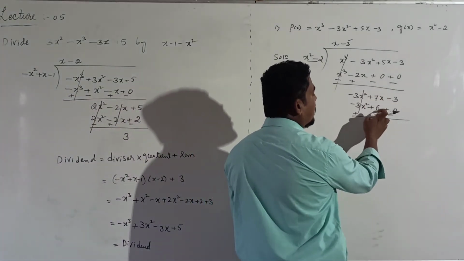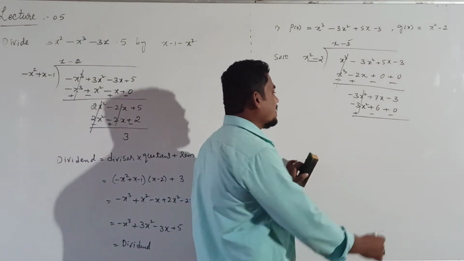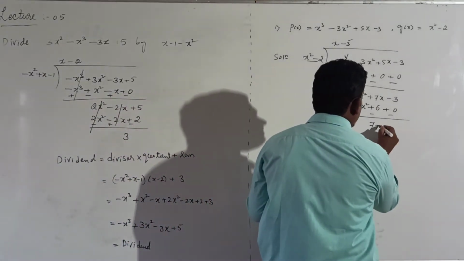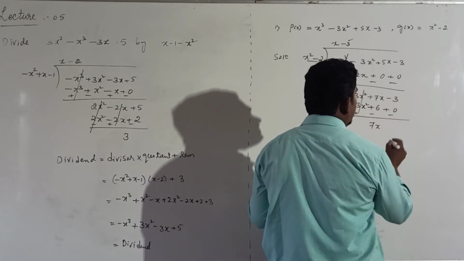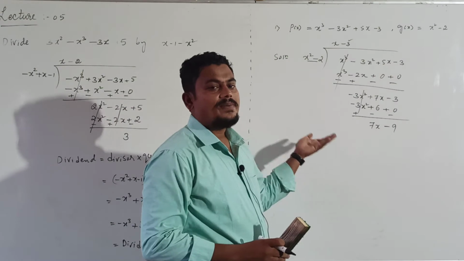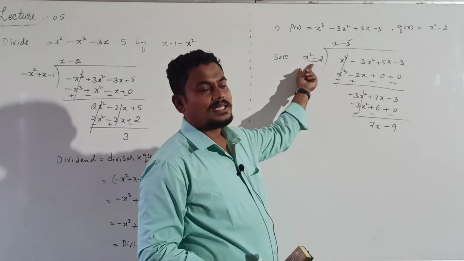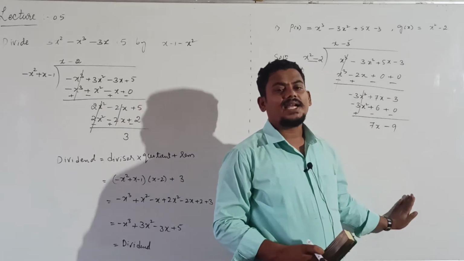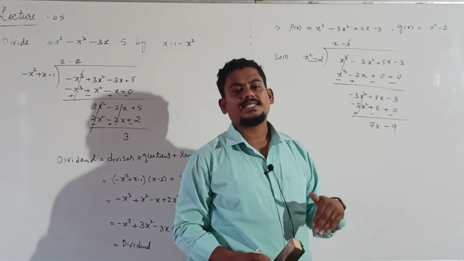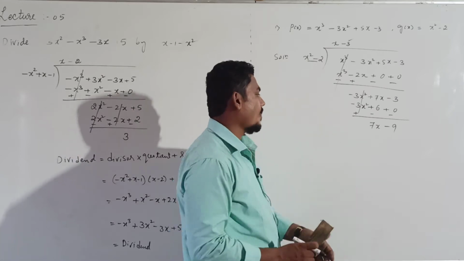Here 7x is there, but in the second equation the x term is not there, so directly 7x. And minus 3 minus 6, it will be minus 9. Now stop this process. Why? Because clearly the degree of the remainder is less than the degree of the divisor. Stop this process after the degree of the remainder is 0 or less than the degree of the divisor.